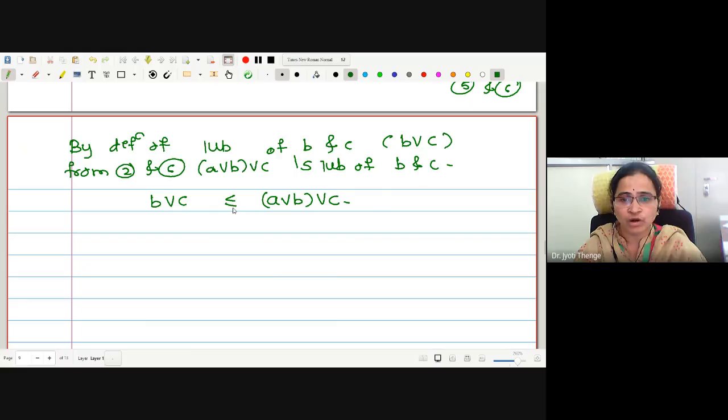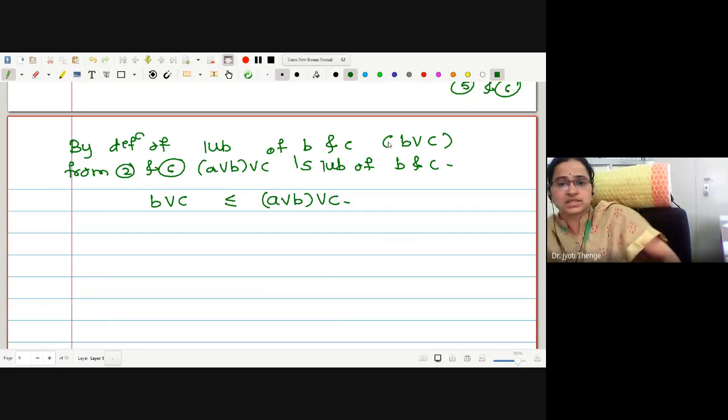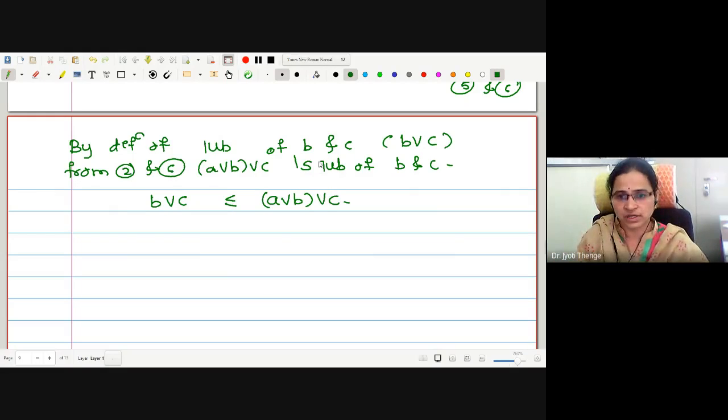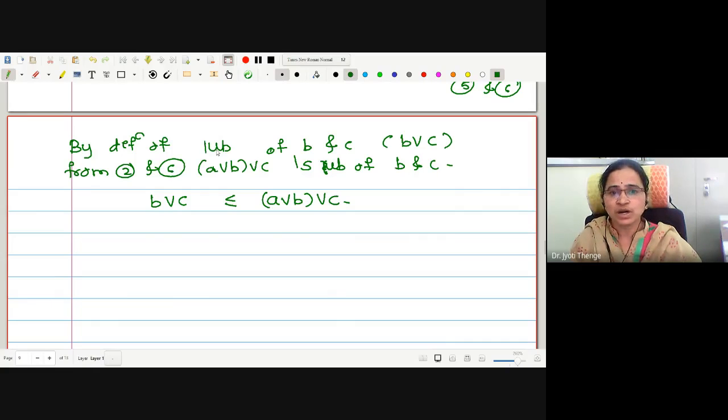Okay, and what we are writing: this A join B join C is the upper bound, not the least. This is an upper bound of B and C, but B join C is the least upper bound. Therefore, the relation I have written: the least upper bound is less than or equal to the upper bound. Is this clear to everyone? This is equation number 7.